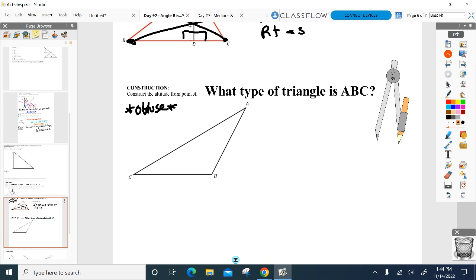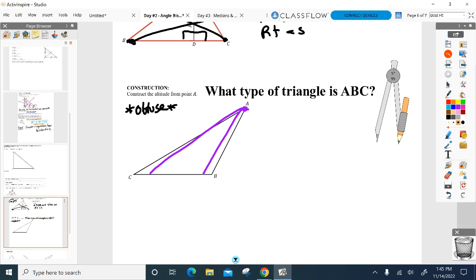So here's what I want. From vertex A, let's do an altitude. I know it's got to be perpendicular to the opposite side. You think that's going to be my altitude? Absolutely not. Why not? Not perpendicular. There's no way that forms a 90-degree angle. You think that's going to form a right angle from A? No. How about that? You think that's going to form a right angle?